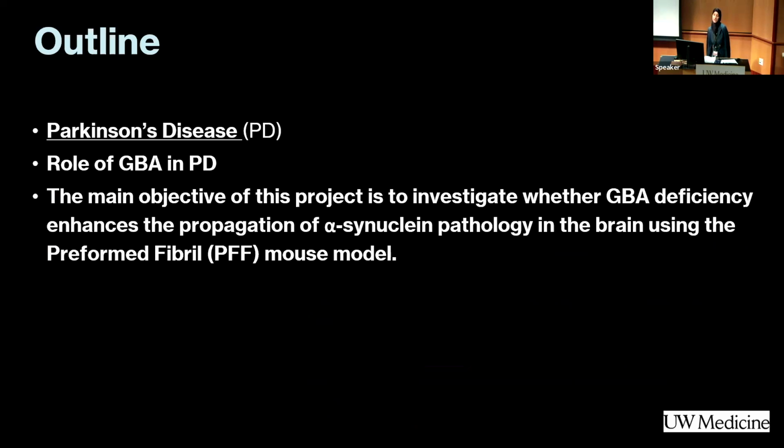But the main objective of this project is to investigate whether GBA deficiency influences the propagation of alpha-synuclein pathology in the brain. And we use the preformed fibrils, which we also know as PFF, in a mouse model.